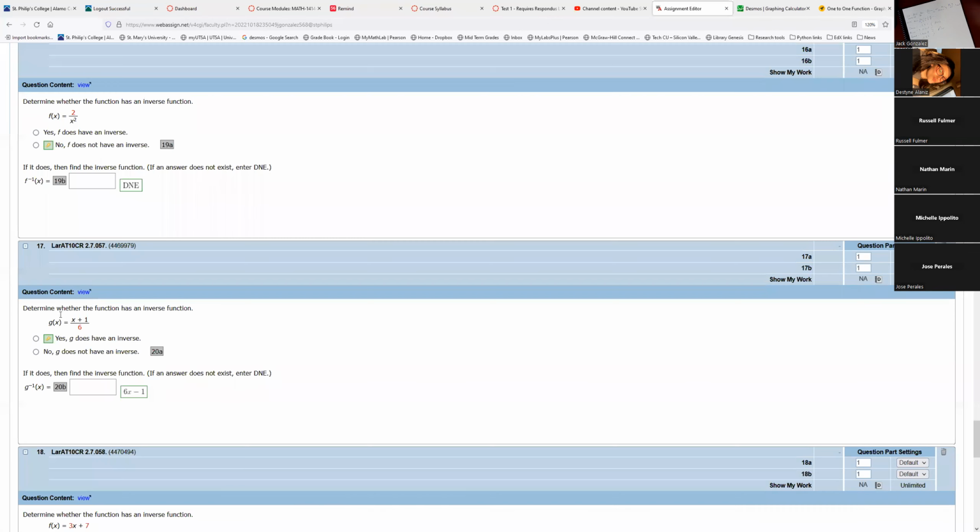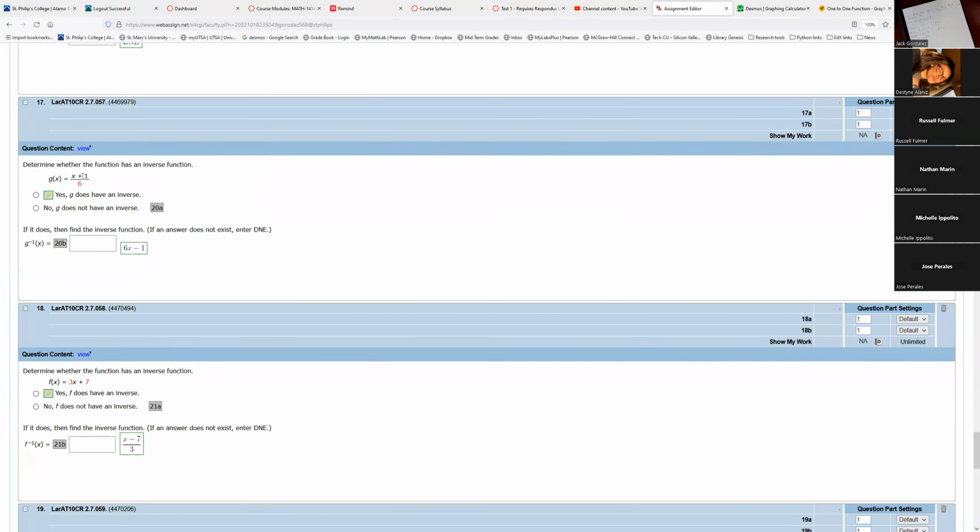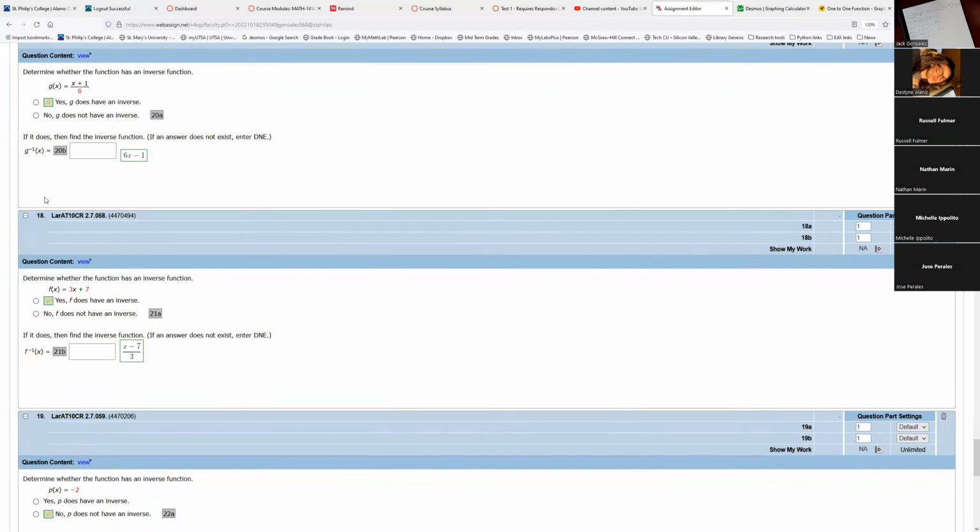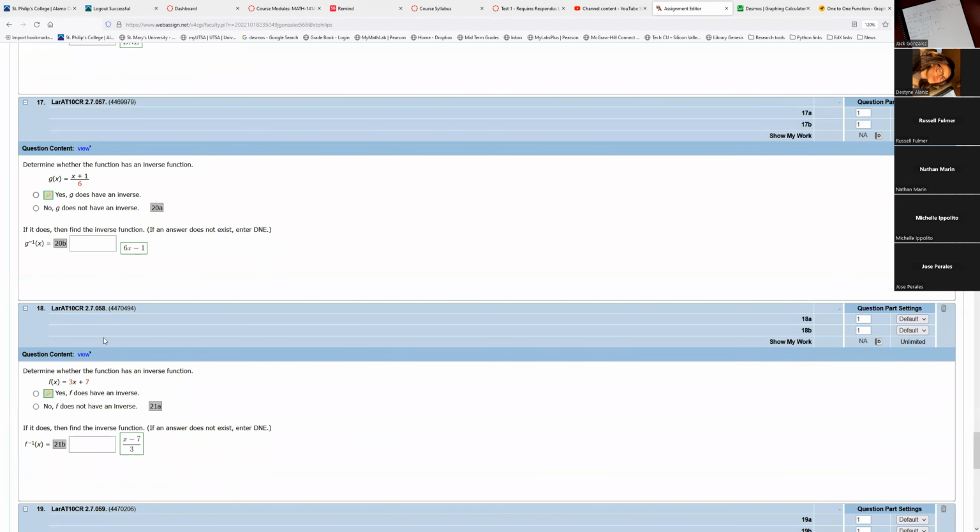So you would say no, it does not have an inverse. Graph this guy, and you're going to see that it does pass, so you say yes. But then you have to find it. So let me show you how to find it on 17 and 18.